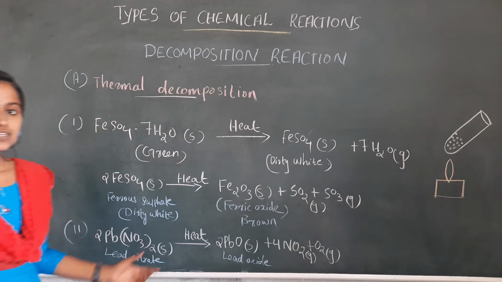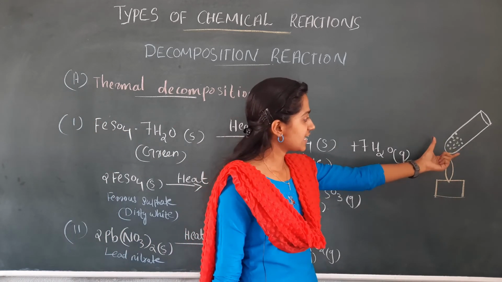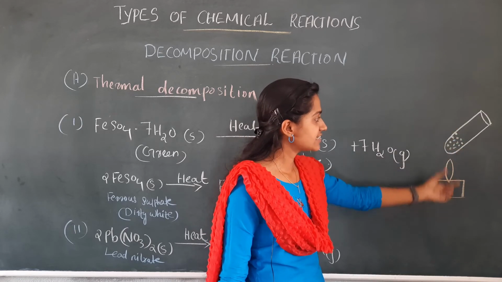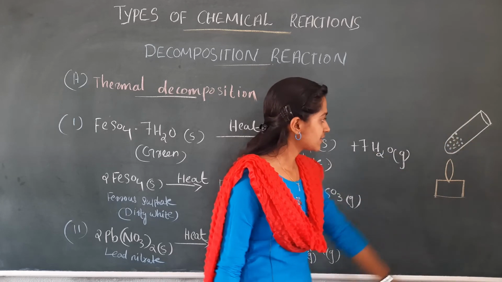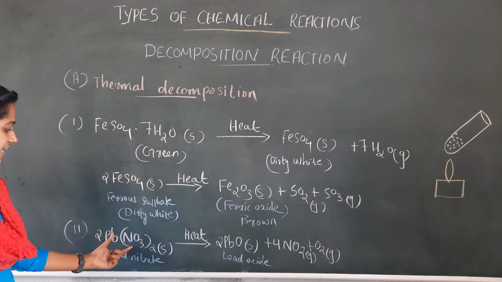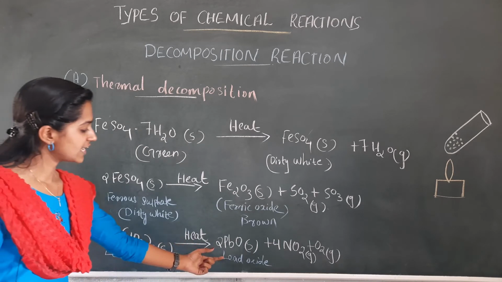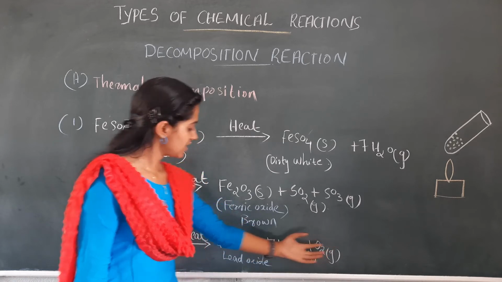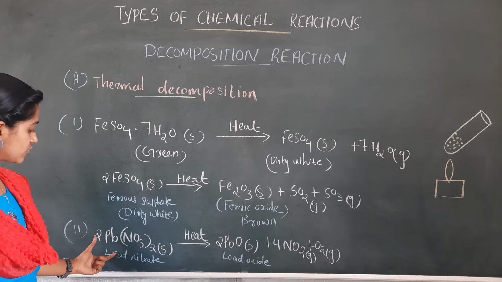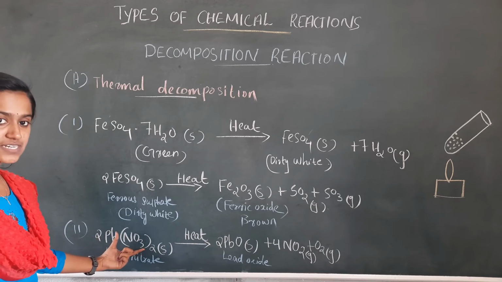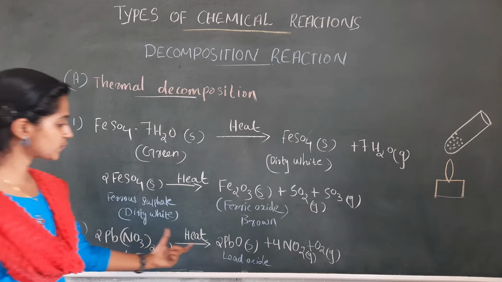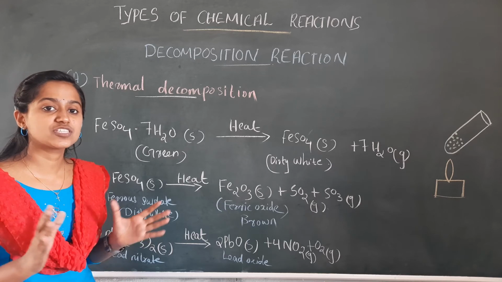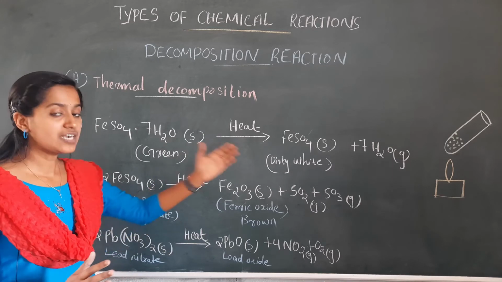Then the second example; here we use the same procedure. We take a test tube and inside it we add lead nitrate crystals, which are white in color. Then it is heated to produce a gas. The reaction is that lead nitrate on heating produces lead oxide along with nitrogen dioxide and oxygen gas. This is also an example of thermal decomposition reaction. Here lead nitrate, a single substance, undergoes decomposition to produce three products. So clearly the thermal decomposition reaction is an endothermic process and more than one product is formed.